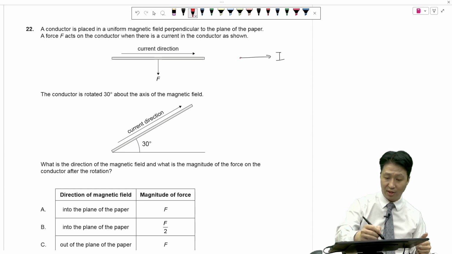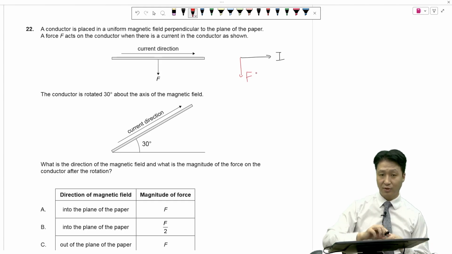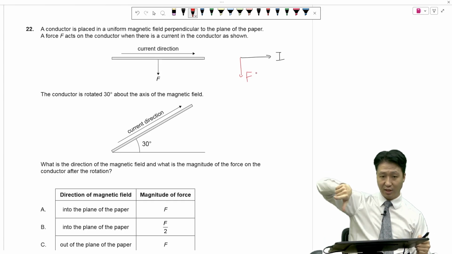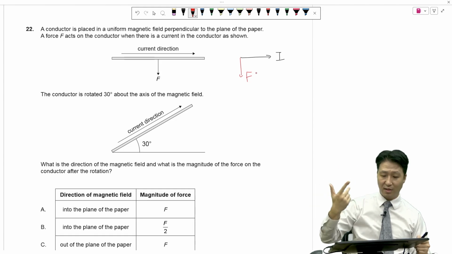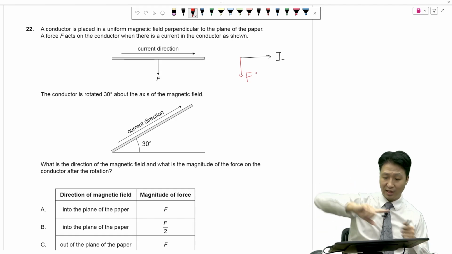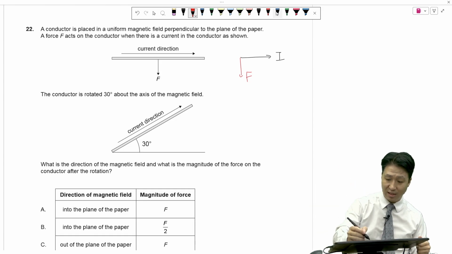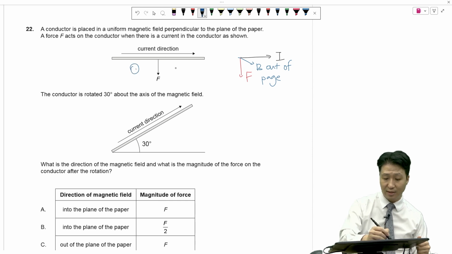The force, which is your thumb, is downwards. So current, thumb downwards. That means that the magnetic field has to be out of the plane of the paper, going in this third axis, out of page. Symbol for that is circle and dot.